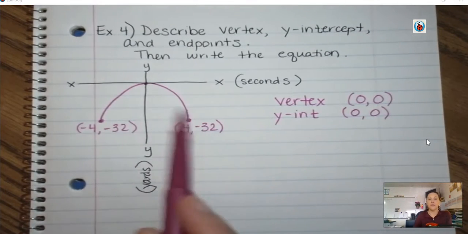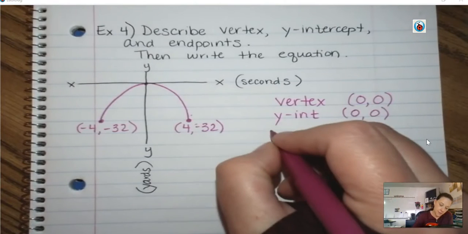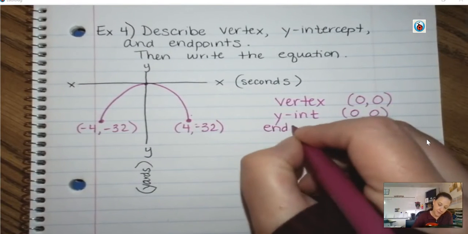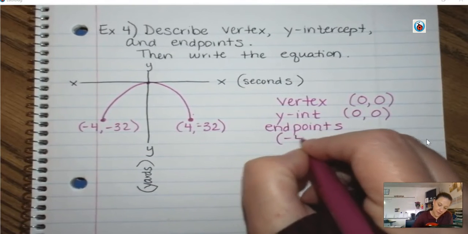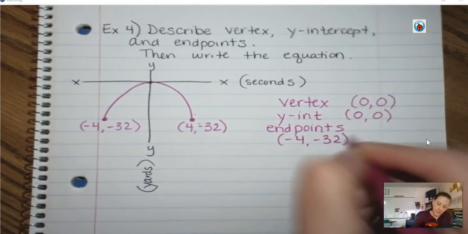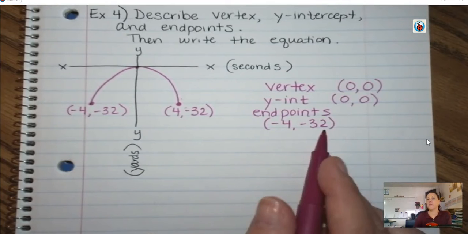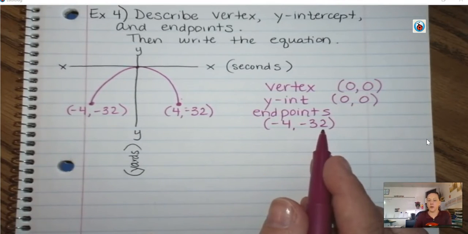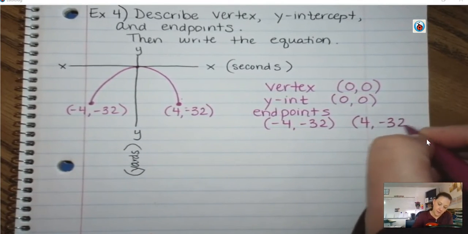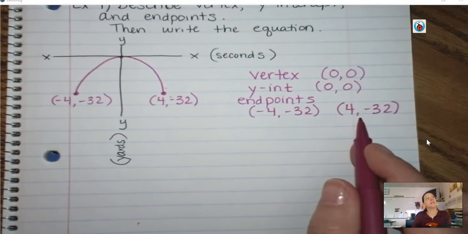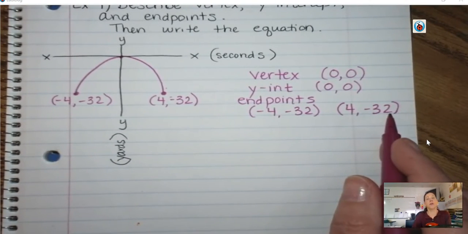The endpoints. So this graph doesn't have arrows on it because it does end. So the endpoints are at -4, -32, because that's 4 seconds before it goes up for air. It's 32 yards under the water. And then the other endpoint is +4, -32, which is 4 seconds after it got air, and it's also 32 yards below the water.